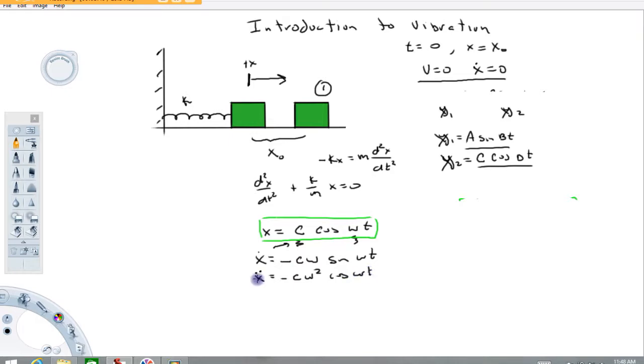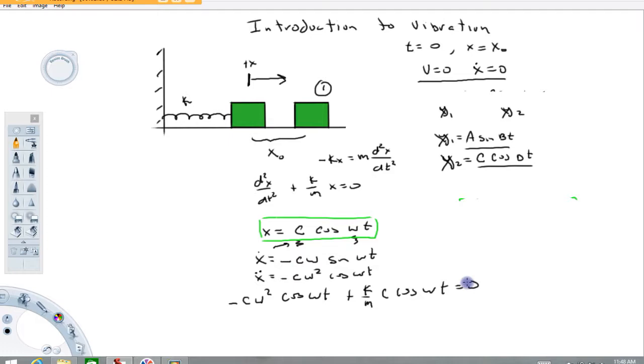So now what we do is we're going to sub this and this into our equation of motion here. So that first term is going to read minus c omega squared cosine omega t for this. And what I'm doing is I'm subbing that right there. Plus, then we've got this term, k over m, times x, which we believe is c cosine omega t, equals 0.